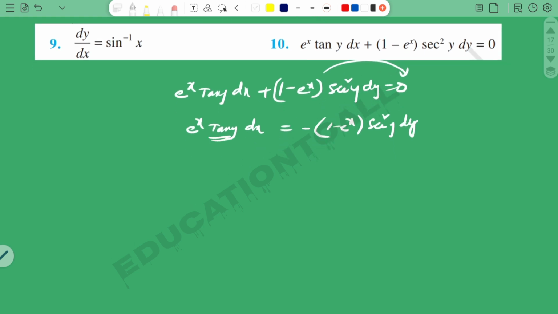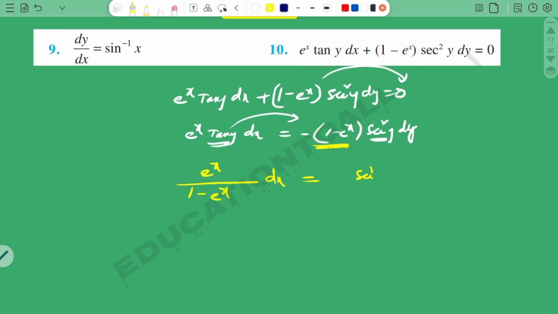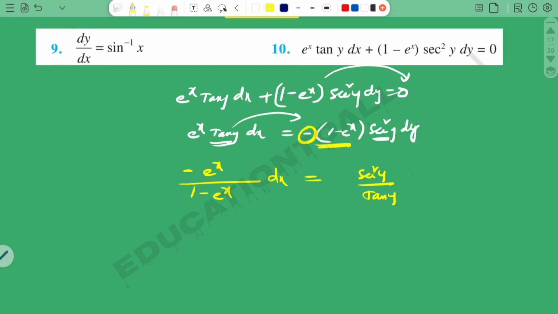Here tan y is on the left hand side but sec² y dy is on the right hand side, so send this to the opposite side by sending e^x. Here we have the x term, so sending it towards the left hand side, e^x dx divided by (1 − e^x) is equal to sec² y divided by tan y. Here we have a negative, so the negative is given to the x variable, and dy was there. So after separating the variables, we need to integrate both sides.